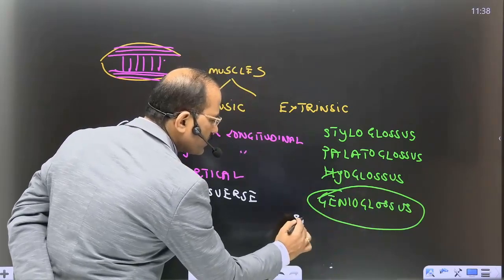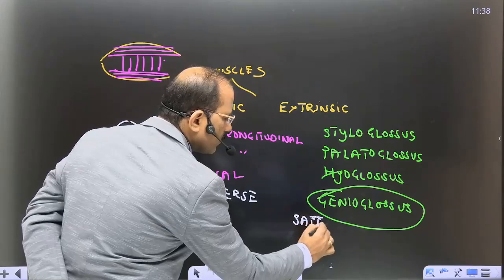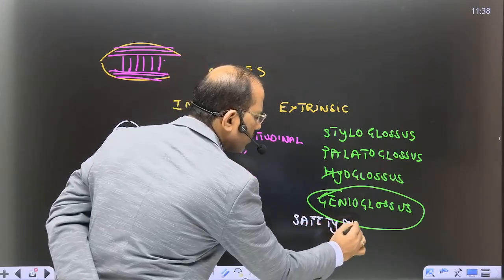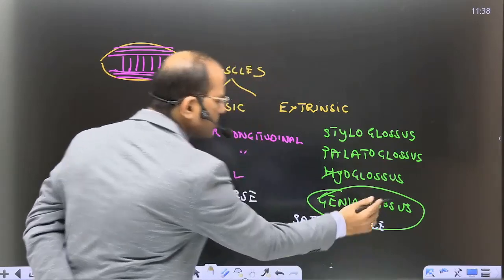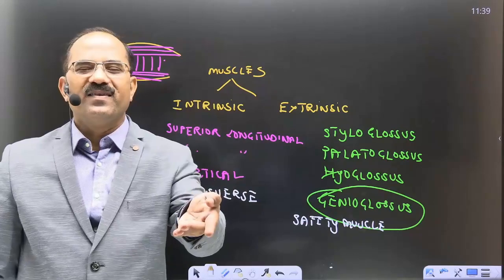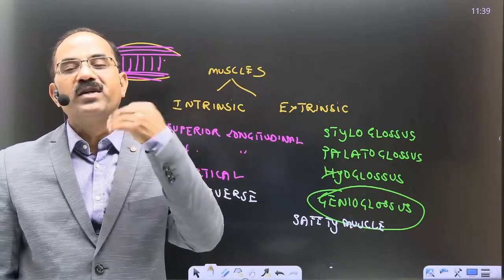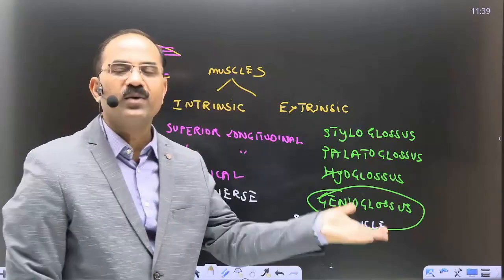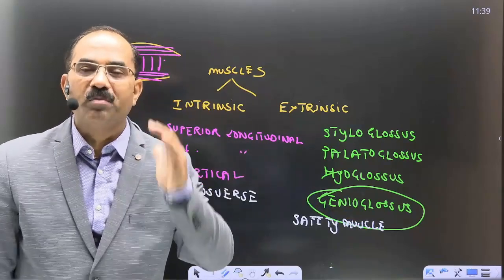Genioglossus is known as the safety muscle of the tongue. Remember this, because it protrudes the tongue, so it prevents the blocking of the airway. So genioglossus is known as the safety muscle of the tongue.